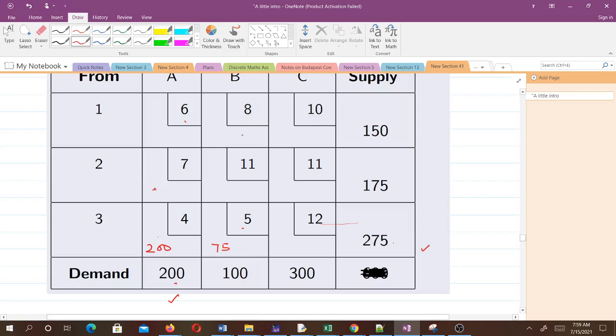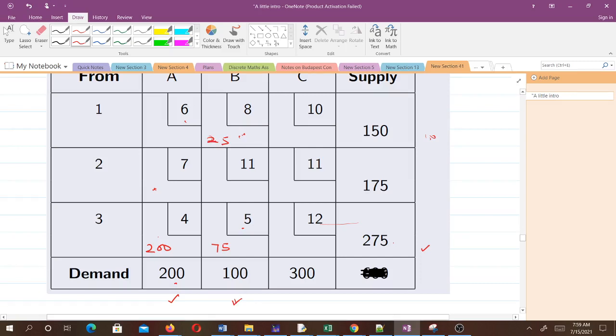Then after that, the next one is what? 8. Then with this 8, the supply here is 115, but the demand is 100, and the demand 70 has already been met. So that means the highest we can put here is 25. So that 25 plus 75 gives us 100. So the demand here is also met.